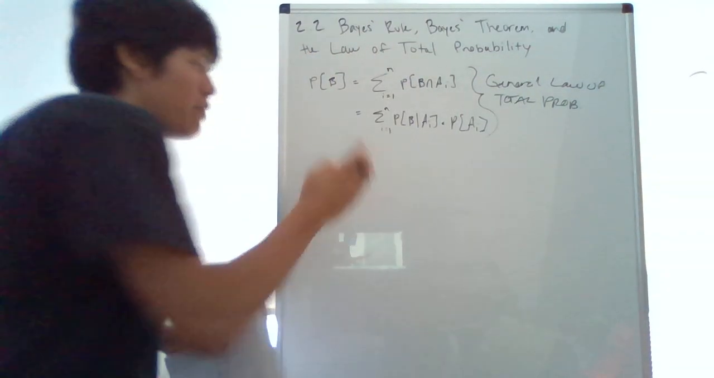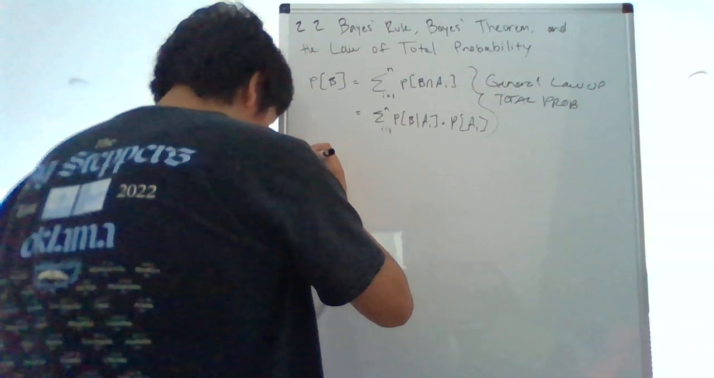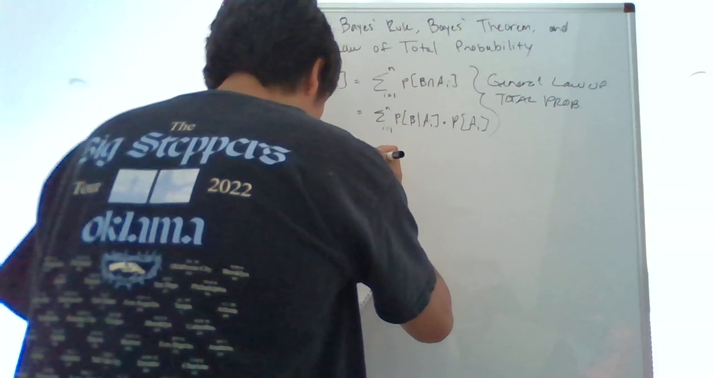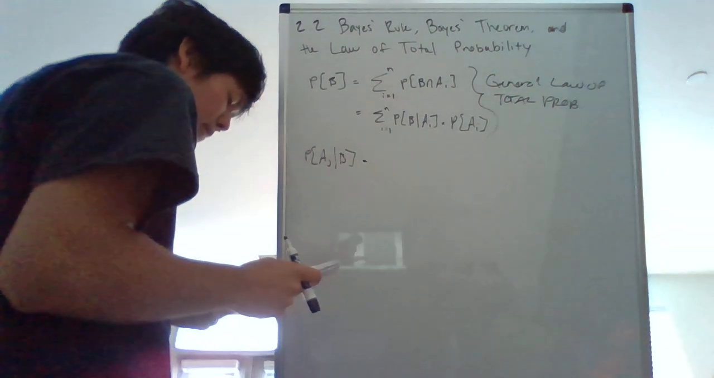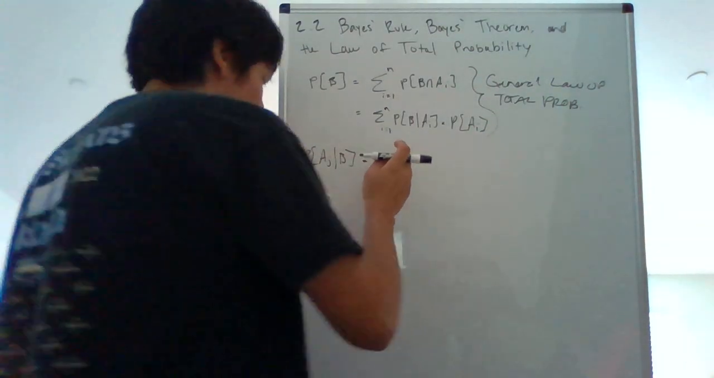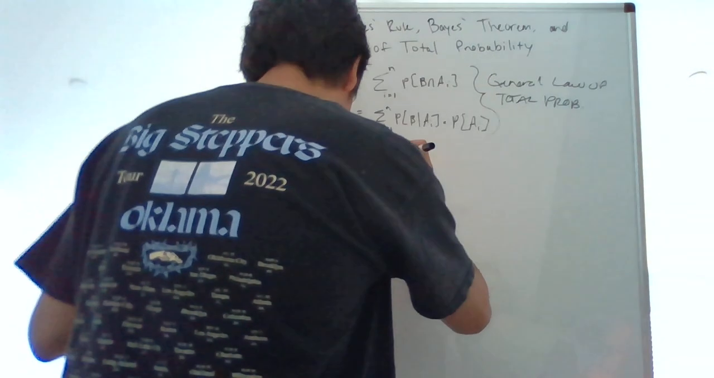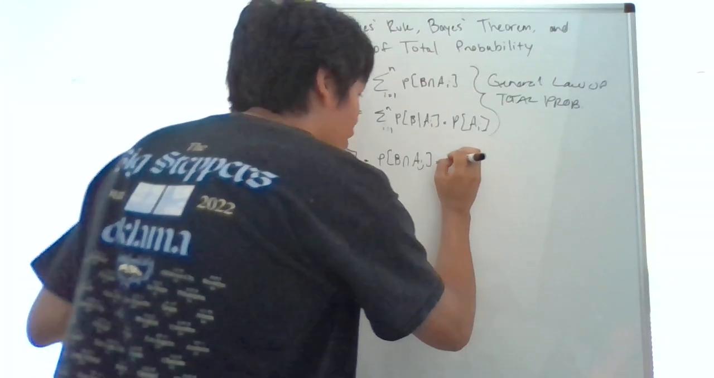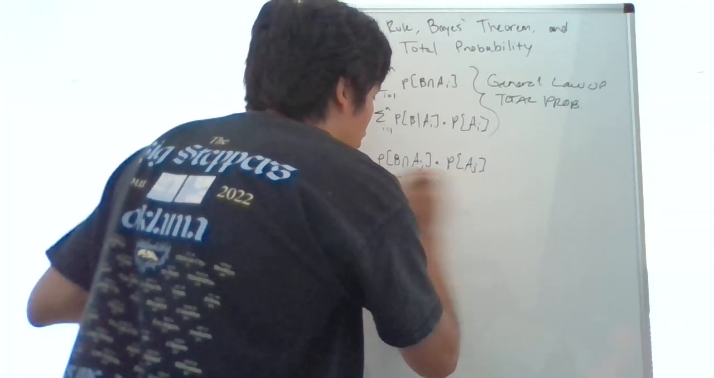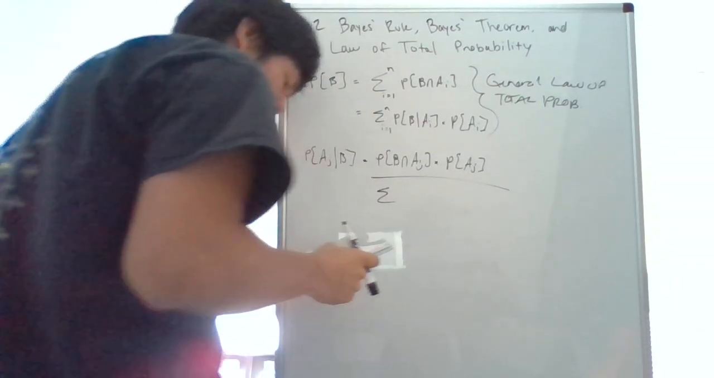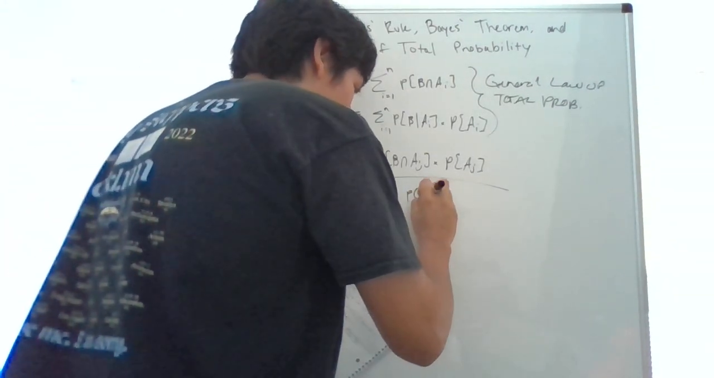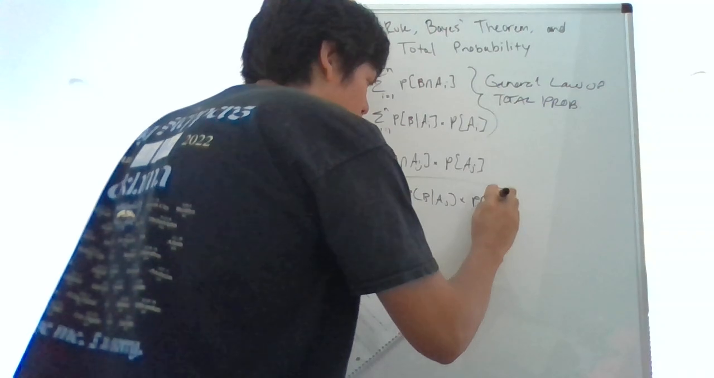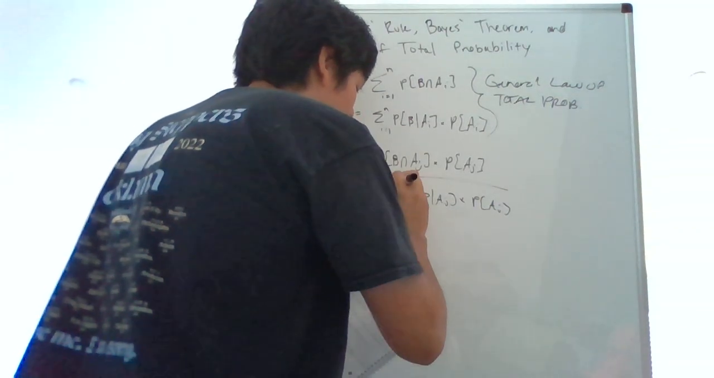And if we wanted the general form of Bayes' theorem, that is equal to the probability of A sub j given B, which I'll write out extended, is equal to the probability of B intersect A sub j times the probability of A sub j, over the sum of the probabilities of B given A sub j times the probability of A sub j, where j goes from 1 to n.